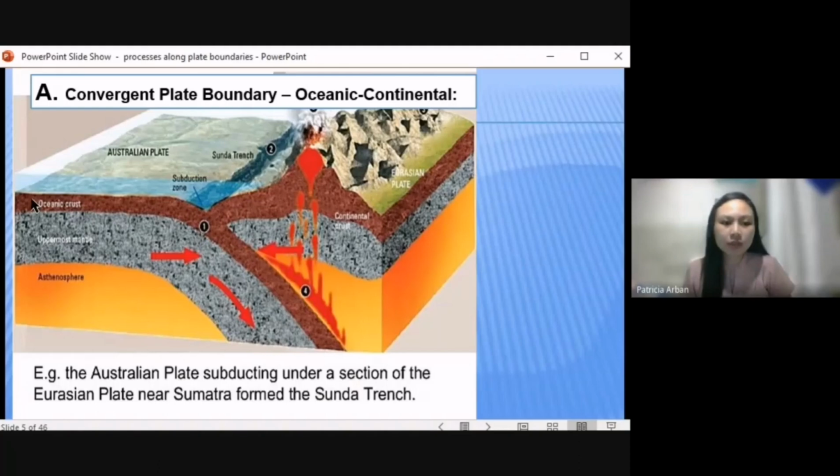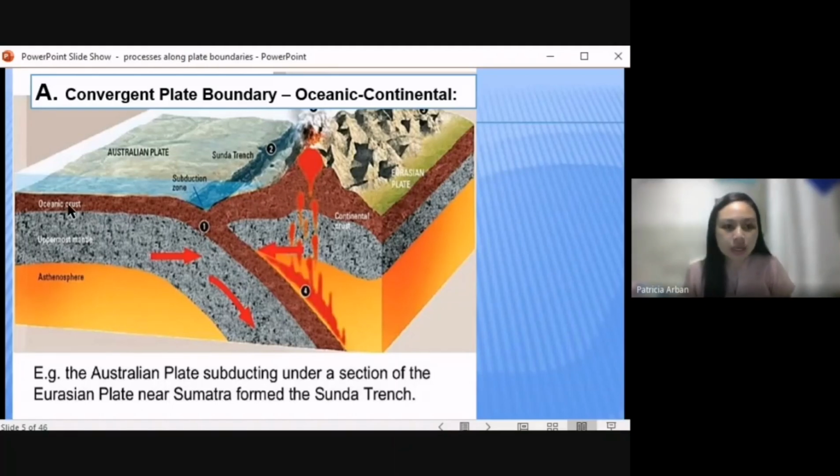As you can see here in the picture, this is the oceanic crust, primarily the Australian plate. Please don't get confused: oceanic crust is also called oceanic plate. Same with continental crust, it is also called continental plate. Our continental plate here is the Eurasian plate. Again, the oceanic crust or oceanic plate is the Australian plate, and the Eurasian plate is the continental plate. So let's examine the numbers.